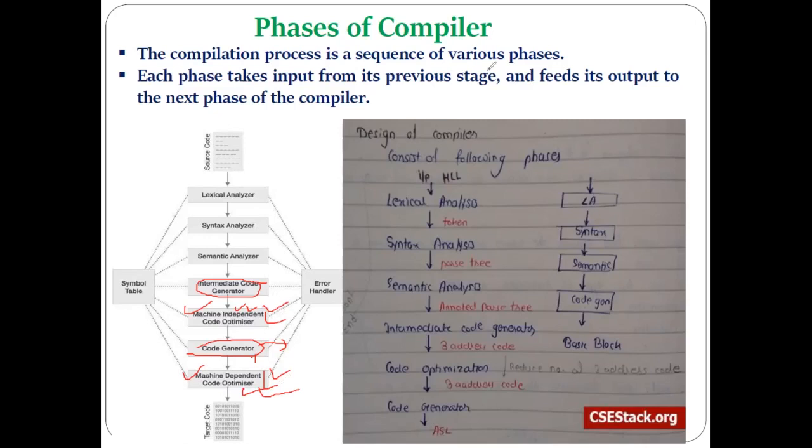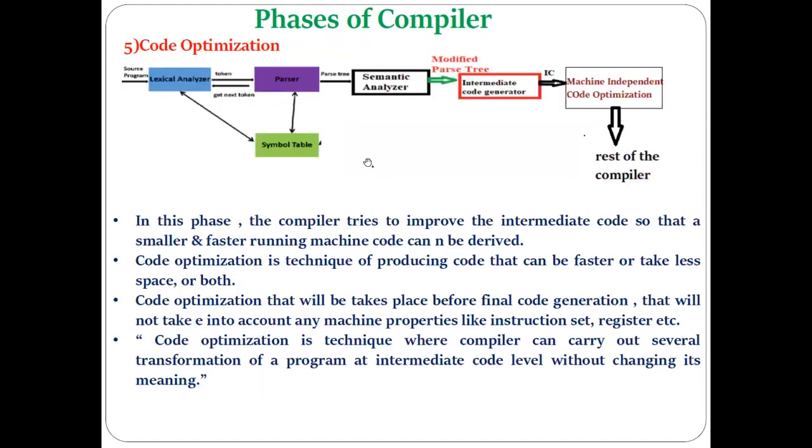So mostly two things get done in the back end: the machine independent code optimization, and second, the code generation. So let's see the fifth phase of the compiler, that is our machine independent code optimization. Just like we are discussing the phases, every time we are making changes in the diagram. We started from lexical analysis, to syntax analysis or parser, to the semantic analyzer and intermediate code generation, and now the thing we have to discuss today is the machine independent code optimization.